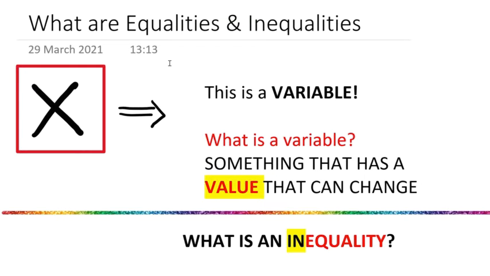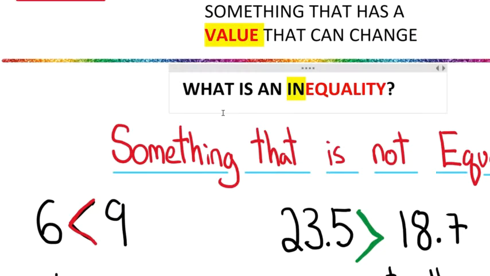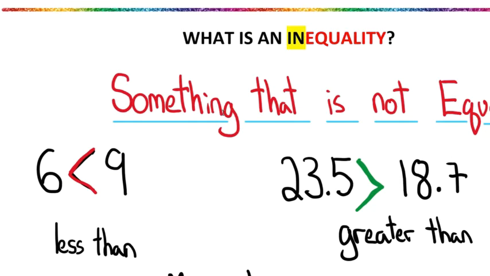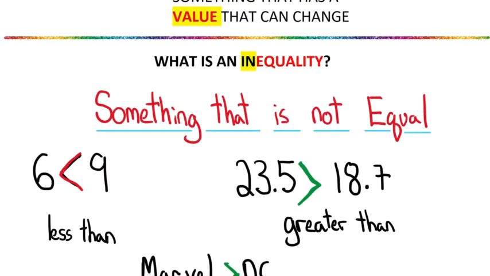So, as a reminder, what is x? It's a variable. What is a variable? Something that has a value that can change. And next question, what is an inequality? An inequality is something that is not equal.